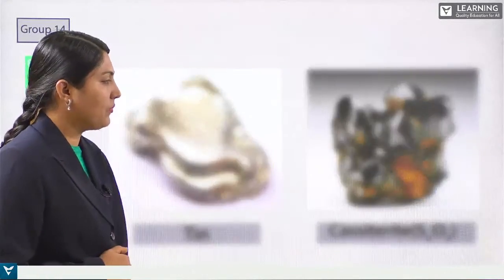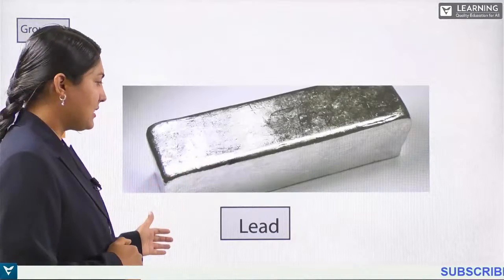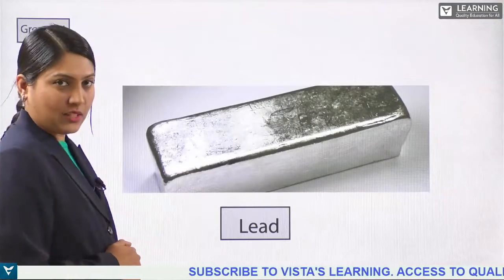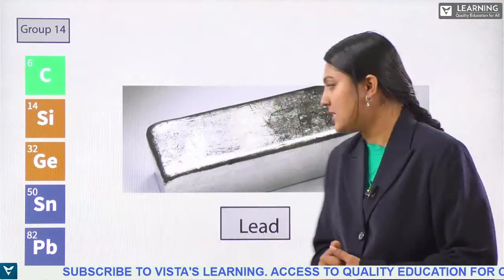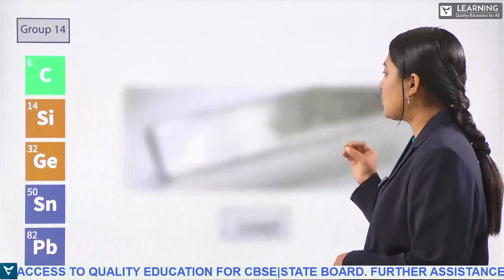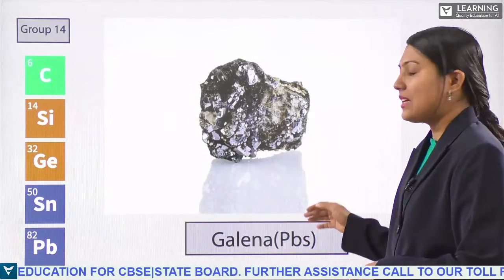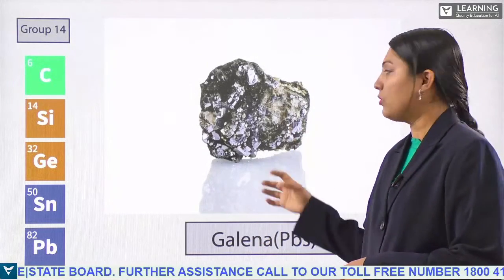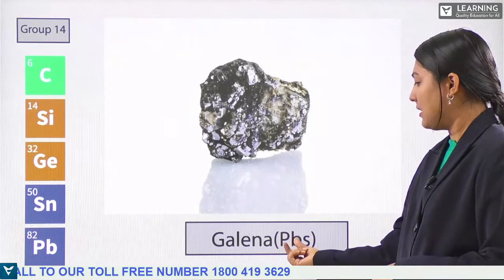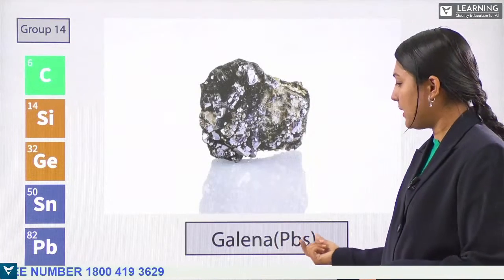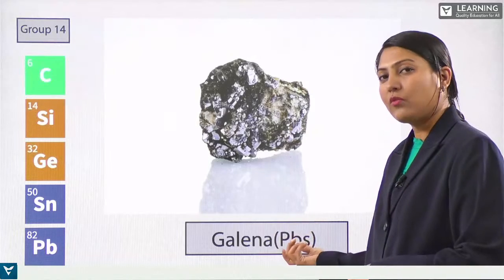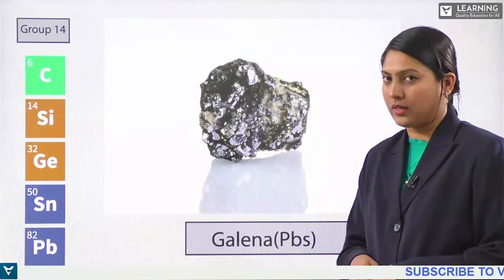So next we have the ore of tin, and then this is lead, which we call plumbum. Here also we have the Latin word for lead, which we call plumbum, and lead is used for many purposes and it is very lustrous in nature. Galena is one of the ores from which we get lead. It is lead sulfide. So PbS is lead sulfide. Galena is the ore where we get the combined form of lead.